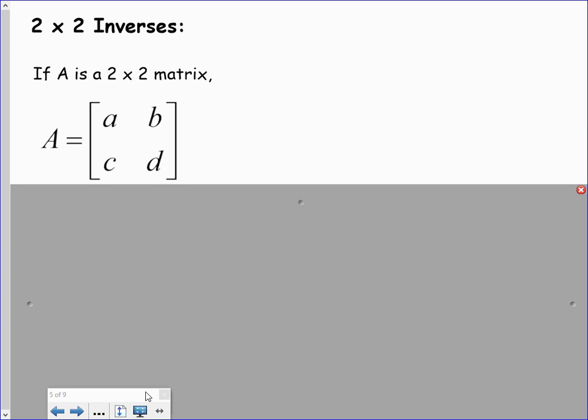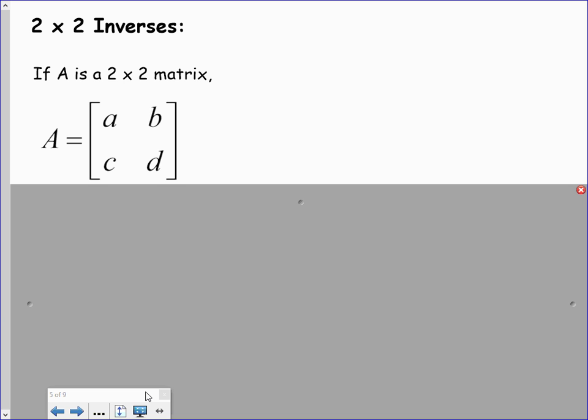Now, I will say this. On your homework assignment, if it's 2 by 2, you should be going no calculator. If it's 3 by 3, so 2 by 2 would be no calculator, and 3 by 3 would be use a calculator.